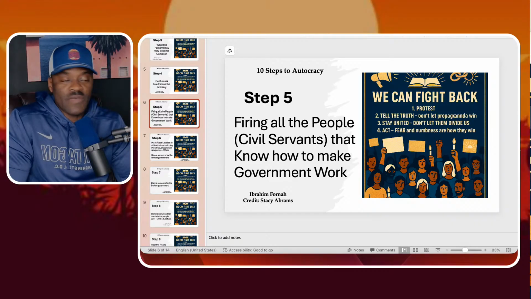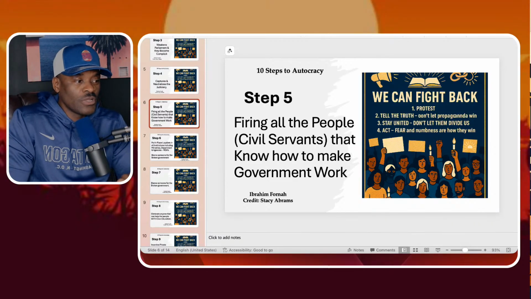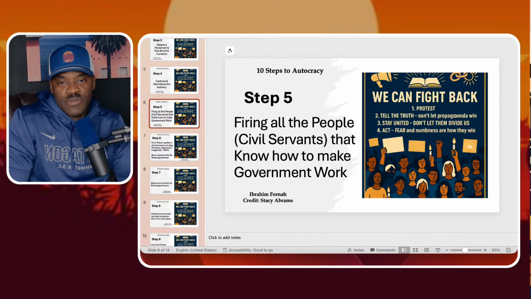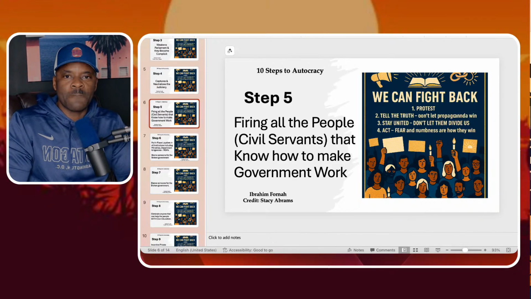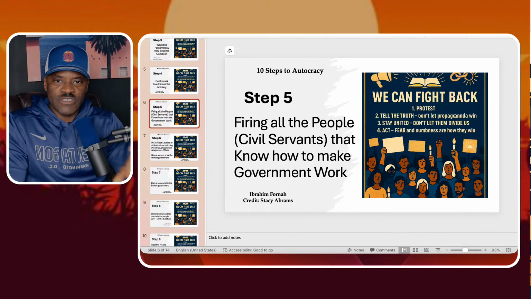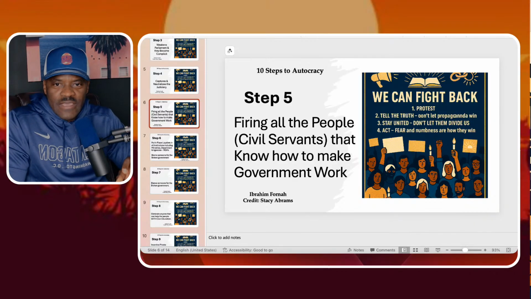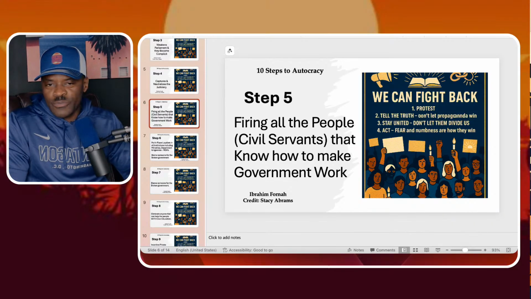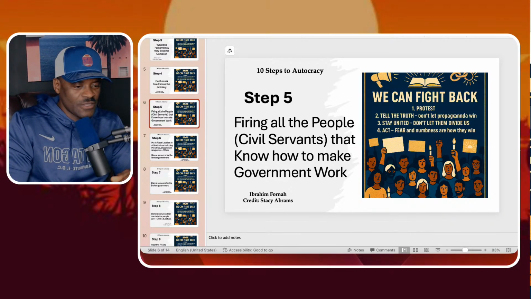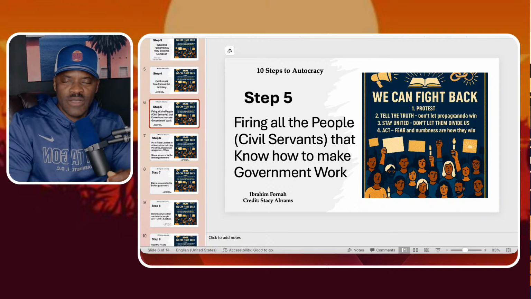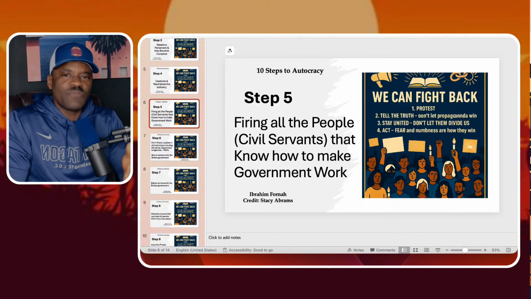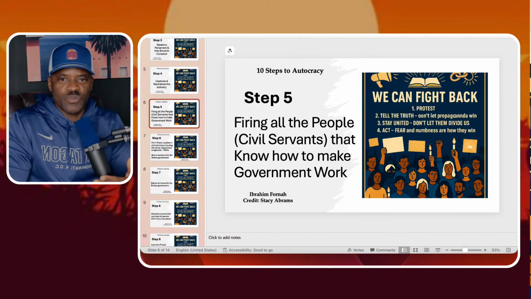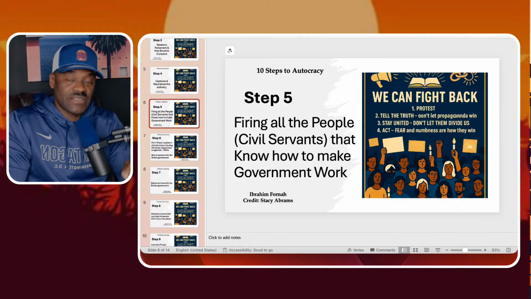So, step number 5 was firing all the people, civil servants that know how to make government work. All of these people have been fired, they've been cleaned up in the system. So, Maada Bio takes control of these institutions. That way, whatever he wants to get done would get done. And all the benefits would be taken away from you, like your civil service benefits and all of that. So all the people that know how government works, they fire those people. And that's why we have the incompetence that we have.